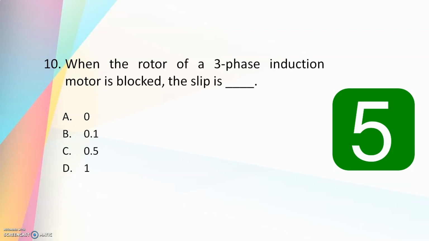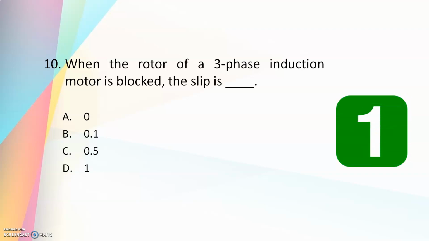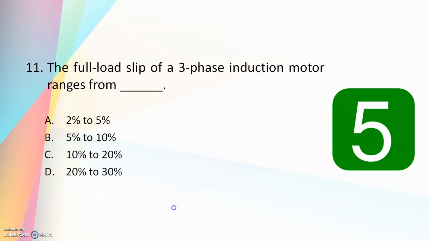When the rotor of a 3-phase induction motor is blocked, the slip is 0, 0.1, 0.5, 1. And here you go. And you guessed it right. The answer is 1, because we know that slip equals (ns minus n) by ns. Under blocked condition, there will be no rotation, so n will be 0, so ns by ns equals 1.